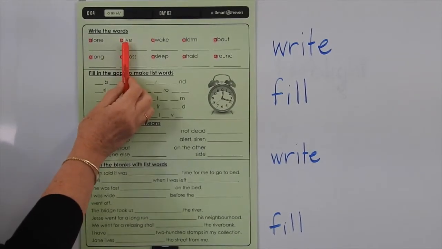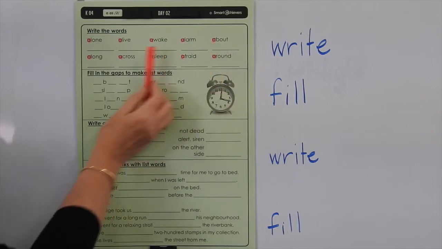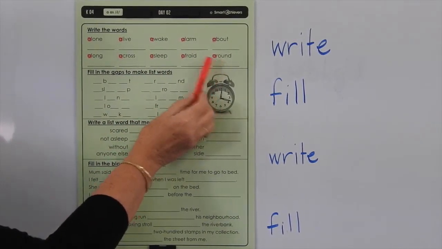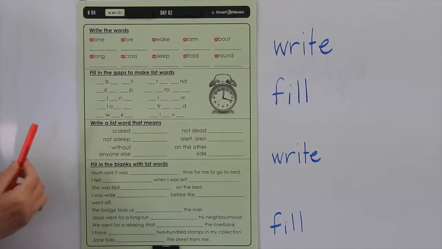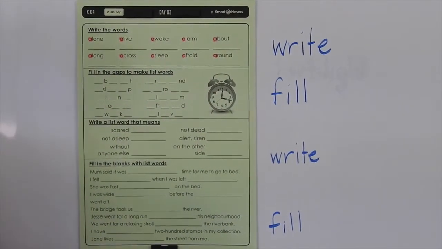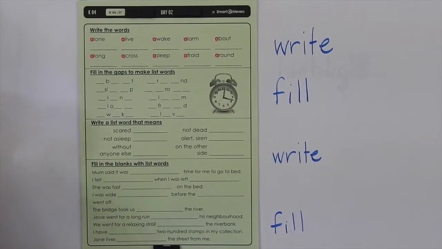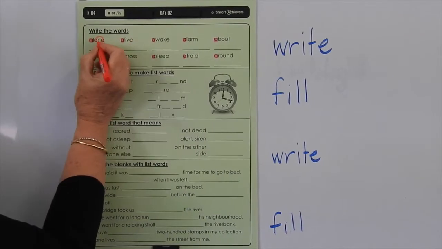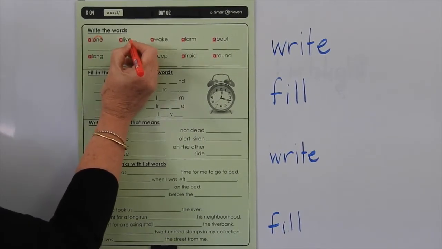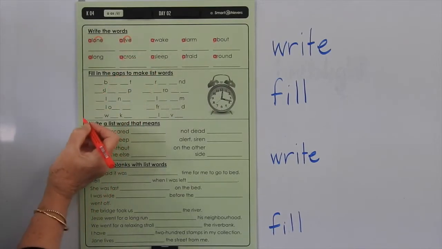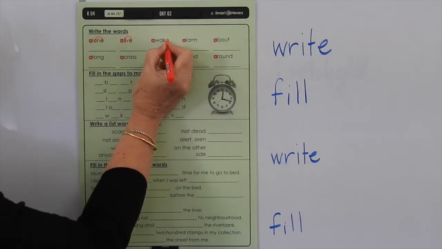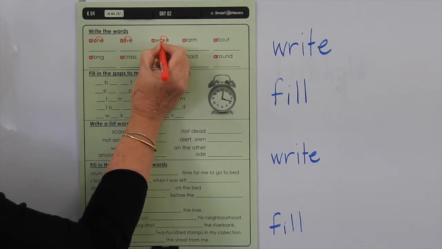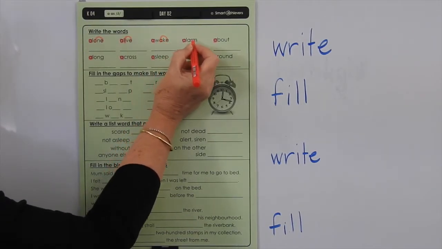We've got alone, alive, awake, alarm, about, along, across, asleep, afraid, around. So they're all starting with the A. You can highlight that in. And then there's some other things in these words as well. So in alone, we've got the E at the end making the previous vowel make its long sound O. In alive, we've got the E making the I make its long sound I. In awake, we've got the E making the previous vowel A make its long sound A.